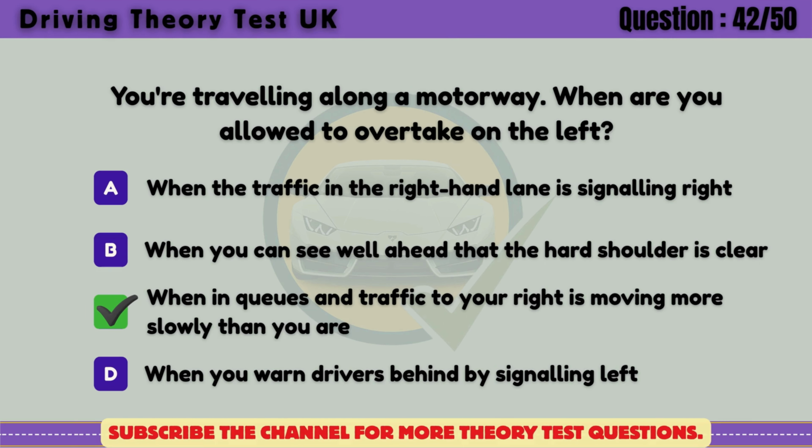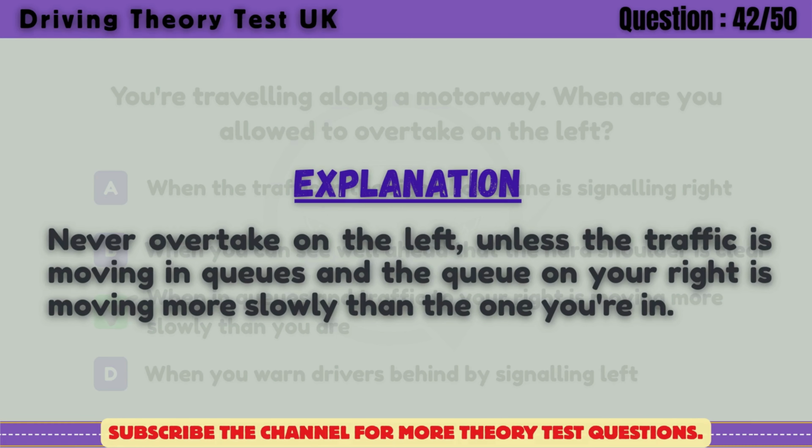Answer is C. When in queues and traffic to your right is moving more slowly than you are. Never overtake on the left, unless the traffic is moving in queues and the queue on your right is moving more slowly than the one you're in.